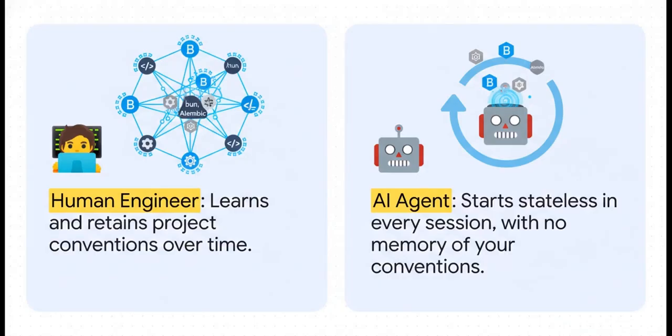So what's the fundamental problem we're all trying to solve here? It's this, the stateless agent problem. You know, a human engineer joins your team, and over a few weeks, they soak up all the unwritten rules, like how you use bun instead of NPM, or that database migrations have to go through Alembic. But an AI agent? Nope. Every single time you start a new session, it's a blank slate. It starts from zero, with no memory of your project's unique quirks.